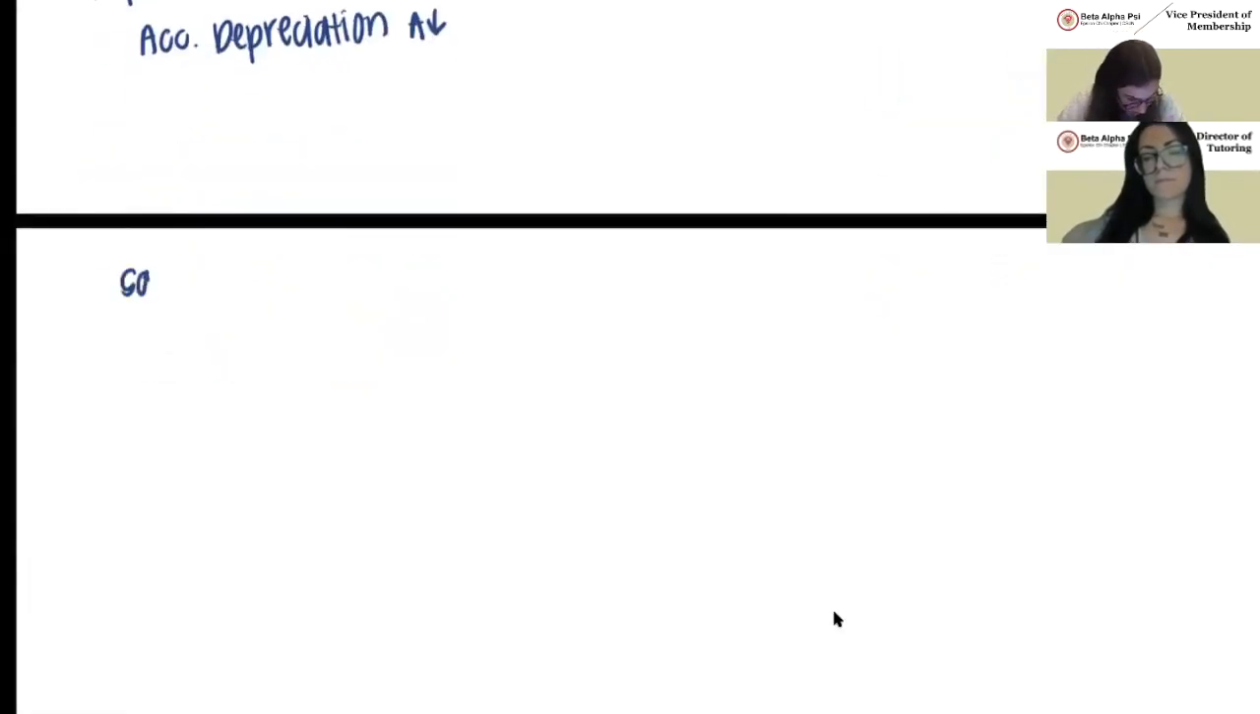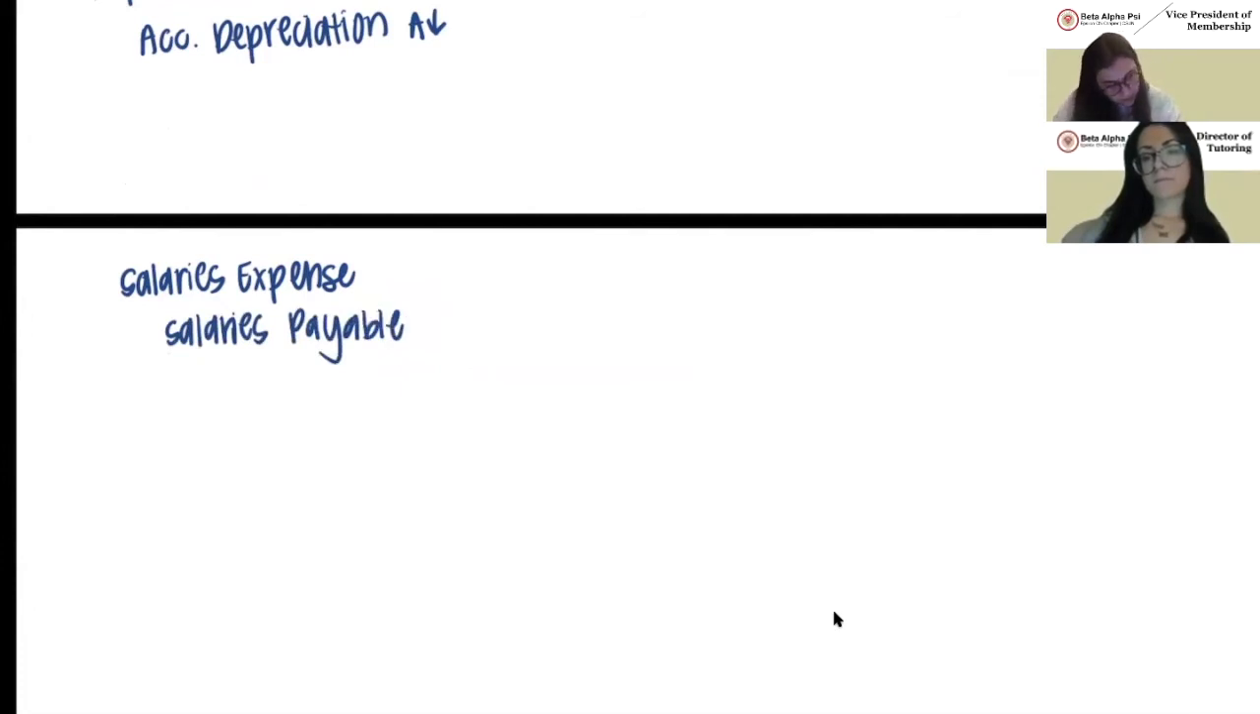They're going to debit salaries expense, but since they're not ready to pay it yet, they're going to create a liability for it. So they're going to credit salaries payable. So another expense, which is going to lower our net income, and a payable account, a liability that was created, should have increased our liabilities.